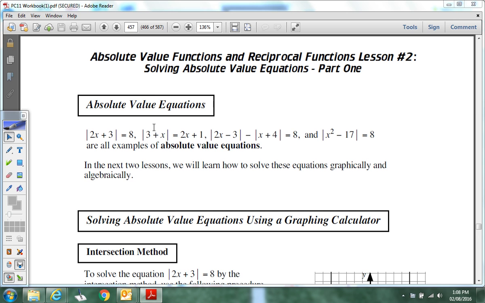This is Unit 4, Lesson 11, Absolute Value Function, Reciprocal Functions, Solving Absolute Value Equations, Part 1.